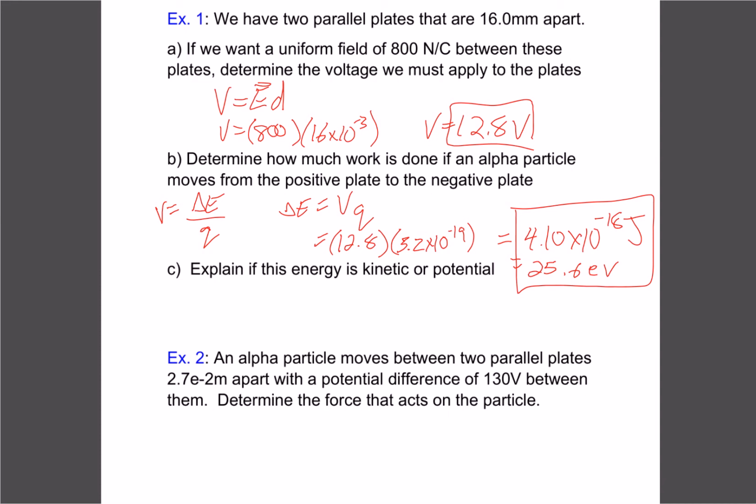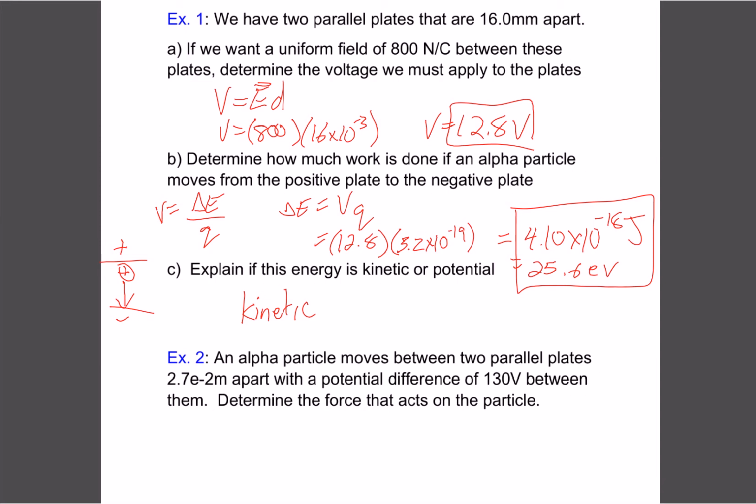Okay, and the last part of this question is, that energy gained, that 4.1 to the negative 18, is that kinetic or potential energy? So we just have to think about it. If we have an alpha particle, and it says it's moving from the positive plate to the negative plate, the alpha particle is positively charged, so that's going to be the natural movement, so it should be kinetic, right? We're decreasing potential, increasing kinetic, so it would be kinetic energy that's getting gained.